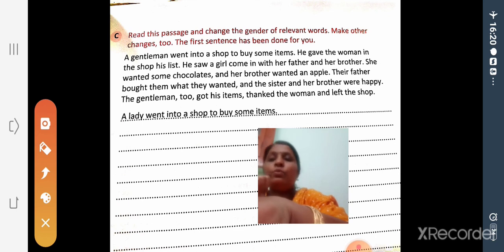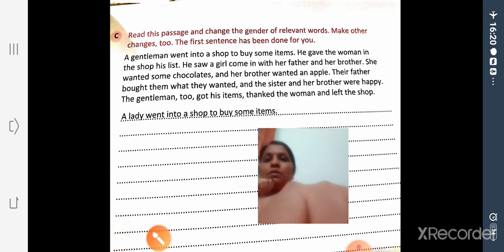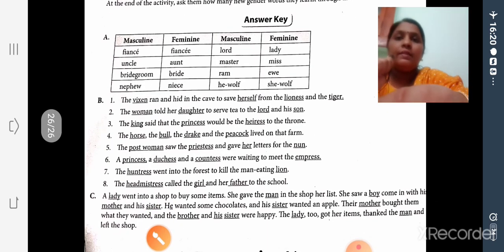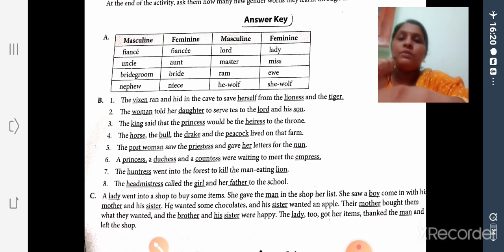So like that you have to change all the masculine to feminine and feminine to masculine gender. I will attach the answer key at the end of this video, and you can make use of this answer key for writing all the answers, but it is better for you to write your own using your own brain. That is better. It will improve your grammatical ability. For correcting your answers you can make use of this answer key.